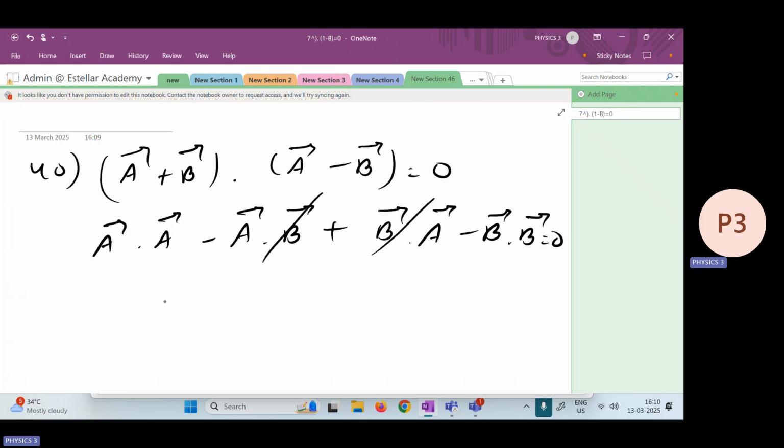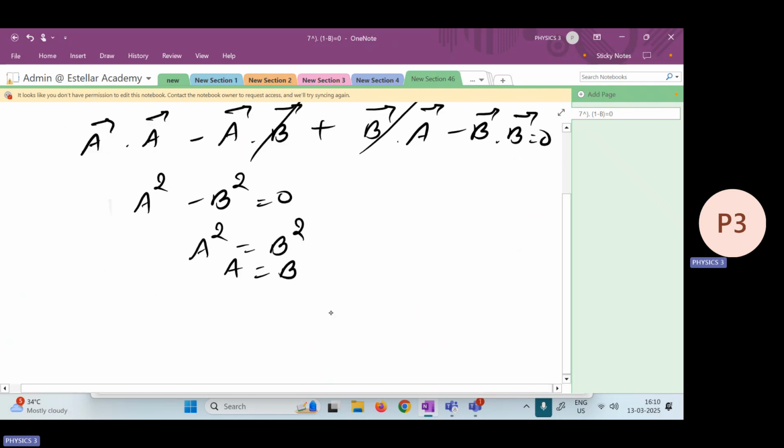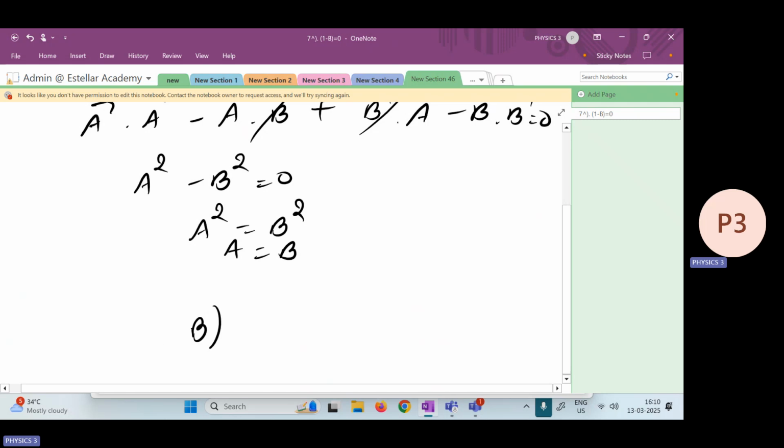So this got cancelled out. A dot A will be A square, minus B square equals 0. So A square should be equal to B square. So A comes out to be equal to B. Meaning we can say the forces are equal to each other in magnitude. So B option would be absolutely correct, right?